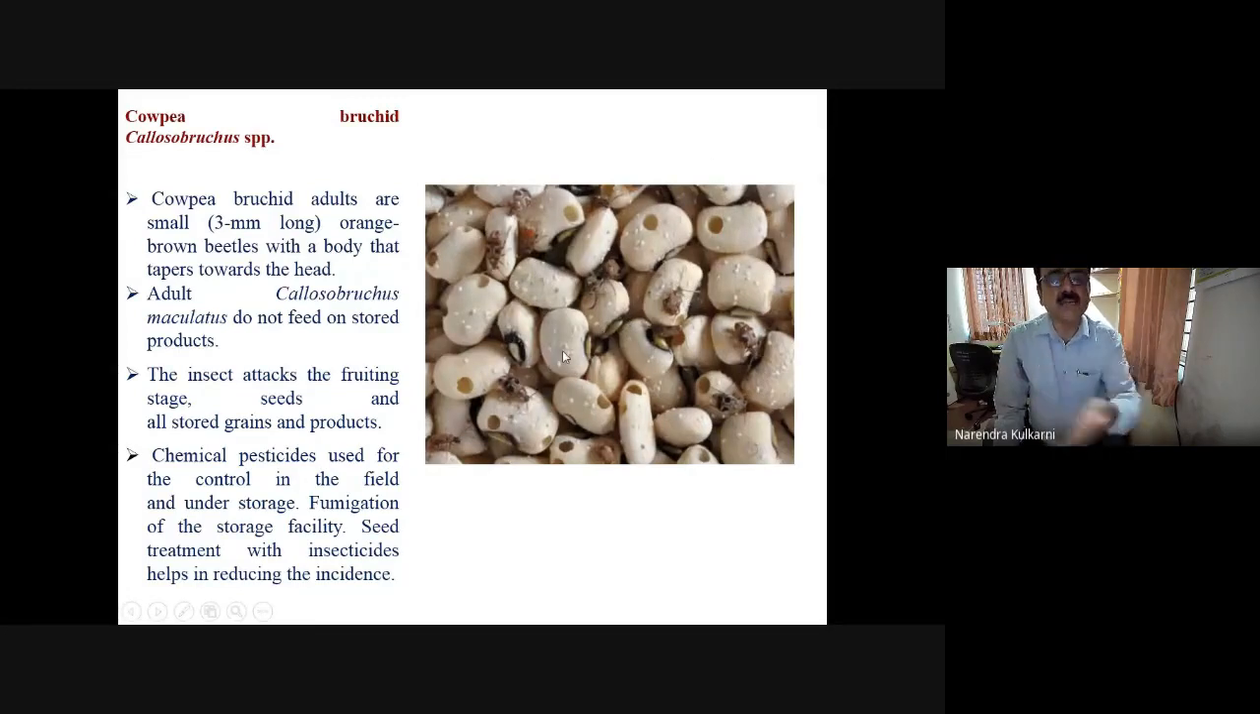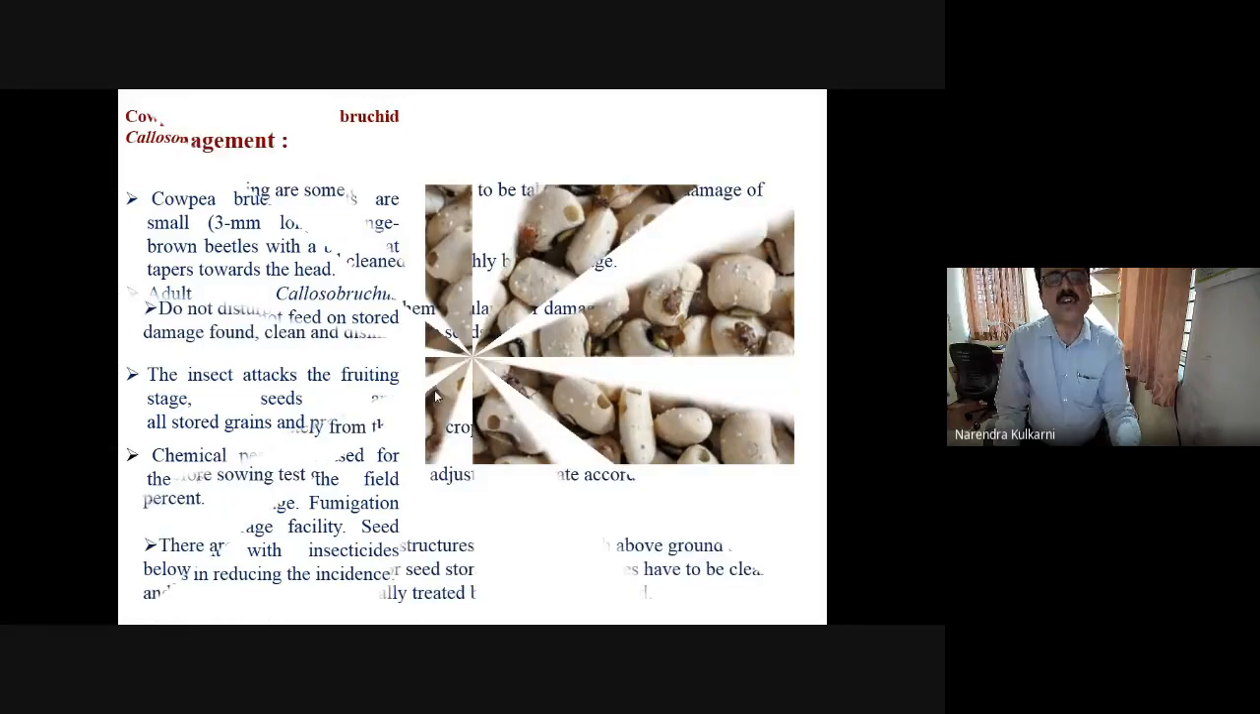Earlier we were mixing malathion and other things, but now malathion is also not available. Now only those storing seeds in a godown can use fumigation with aluminum phosphate and other chemicals. Otherwise it is becoming difficult. Whenever required, keeping seeds inside a deep freezer also helps. But most of the time it is very difficult to store these seeds for a long time.